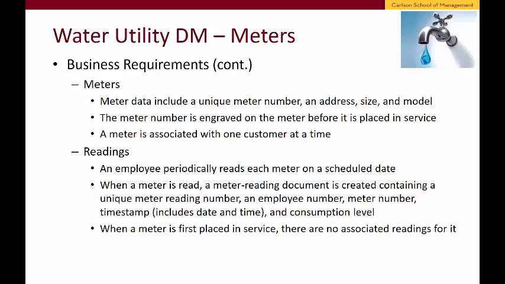So 3 identification numbers in all. In addition to these 3 numbers, a time stamp is automatically generated and the water consumption level read, which is sort of the whole point. Initially, a meter that was just placed in service does not have any readings associated with it, which will help with cardinalities of the relationship between meters and readings.